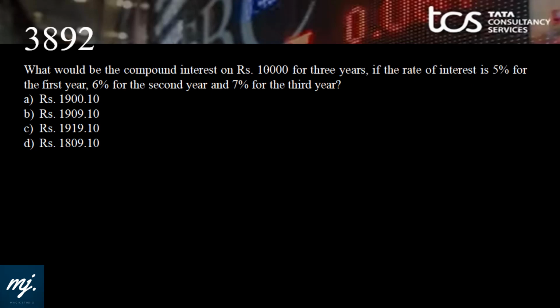What would be the compound interest on rupees 10,000 for 3 years if the rate of interest is 5% for the first year, 6% in the second year, and 7% in the third year? Okay, for simplicity, we need to calculate the amount first, that is principal, into first year interest rate is 5%, so this would be into 1.05, into second year rate 1.06, into third year rate is 7%, into 1.07.